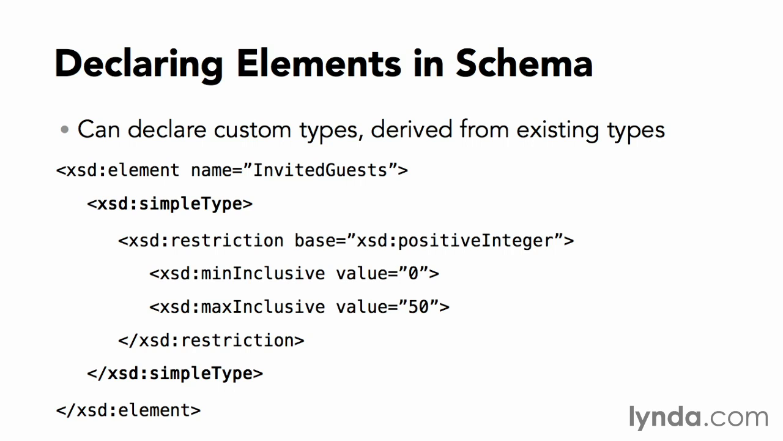The word inclusive means that those two values, 0 and 50, are included in the allowable range. So any value between 0 and including 0, up to and including 50, would be allowed for the invited guests element. If we didn't want to include the 0 and the 50, instead of using min inclusive and max inclusive, we would use min exclusive and max exclusive. And in that case, the two values there would not be included in the range.